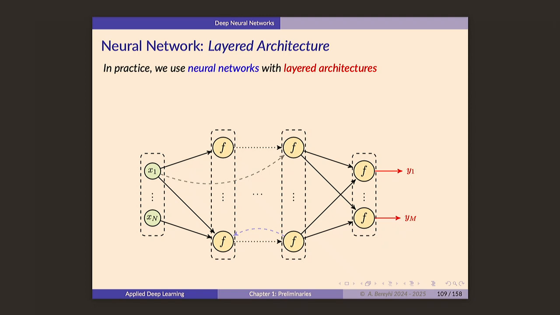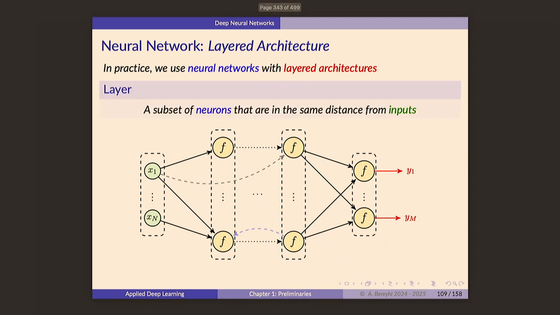And usually we have a bunch of layers in the neural network. So we have one layer, all of them at the same depth, and then you have another one and so on. So this is the layered architecture, and one layer is a subset of neurons that are exactly at the same distance from the input. Now this is something that, if you just search neural network, you're going to see such a diagram, right?